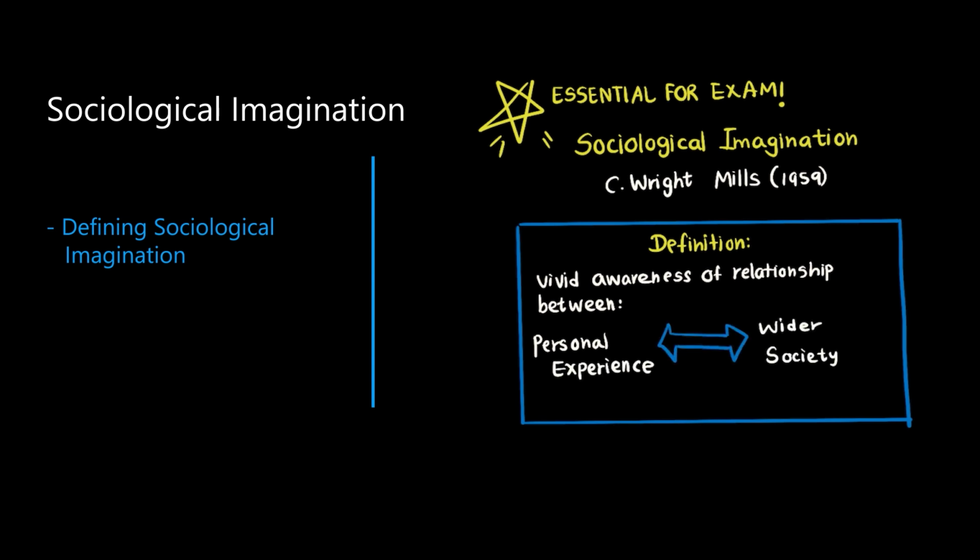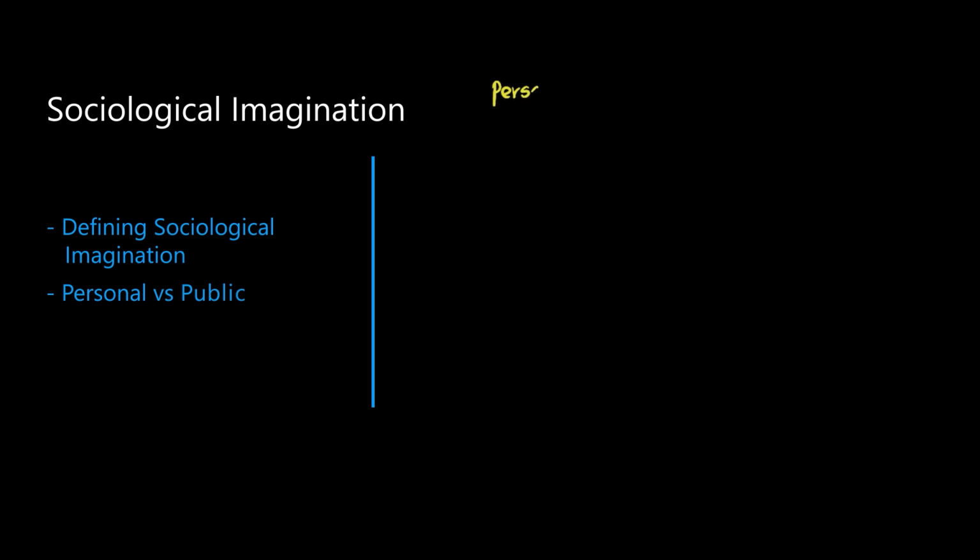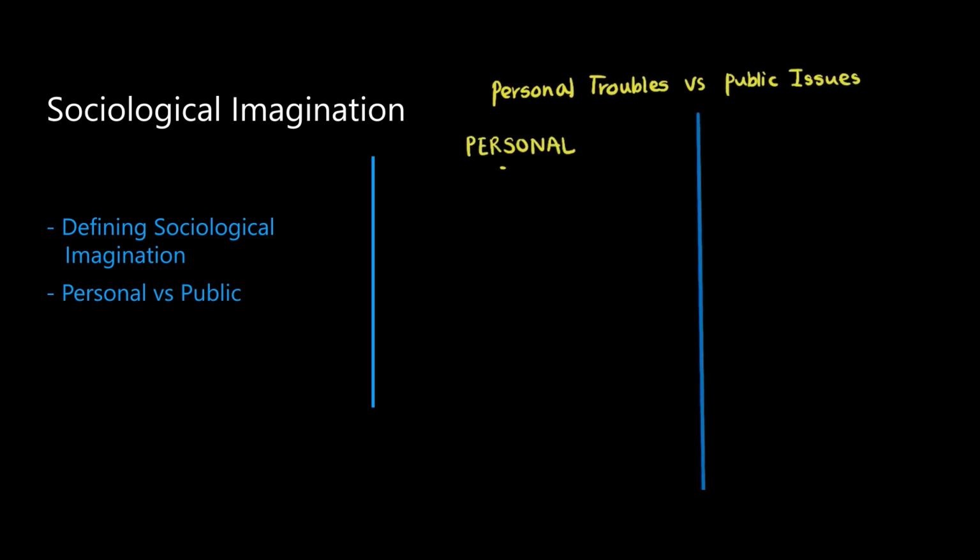This is the key insight that sociology offers. It's about widening your perspective to understand the social forces that shape behaviour and attitudes. The sociological imagination helps you connect personal troubles to public issues. Let me explain the difference.